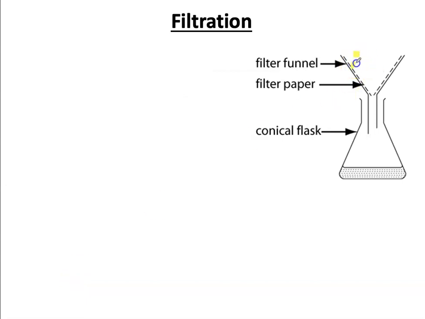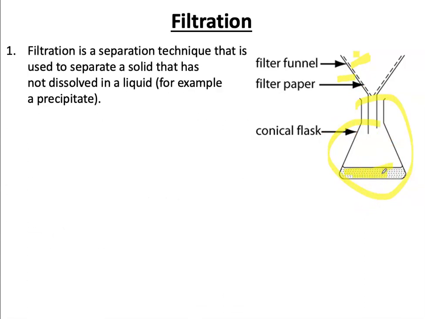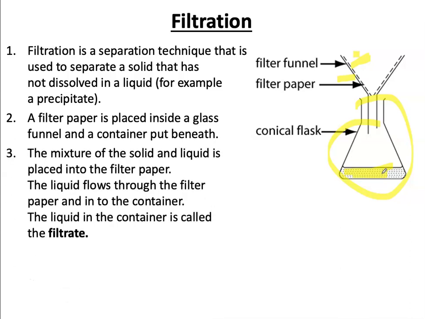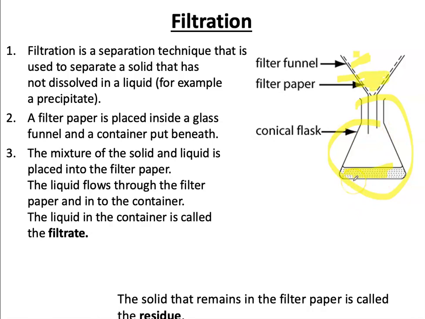That dotted line there is your filter paper. That's the filter funnel. There's a conical flask, and that's the filtrate here. So filtration is used to separate a solid from a liquid, and we place a filter paper inside the funnel and then pour the solution in, and the solid should remain back here in the filter paper. The residue stays in the paper, and the solution that goes through is called the filtrate.